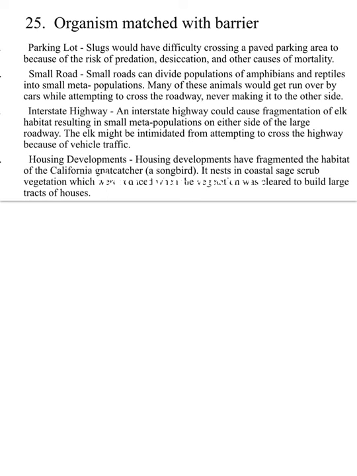A small road, they put an example of like frogs and stuff like that, because they could obviously get run over by a car and never even make it to the other side. On a highway, you can think deer or elk. They might be intimidated to cross and could die because of the traffic as well. And then just building a house could cause, like, an example, a bird, it would reduce their vegetation and cause problems with their health.